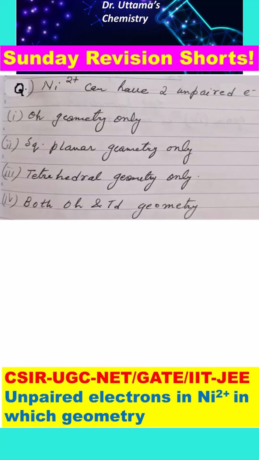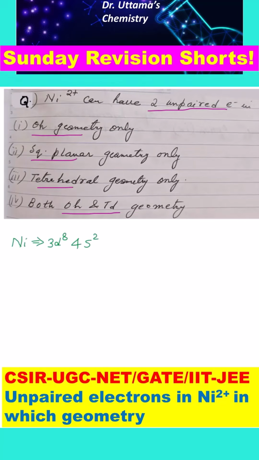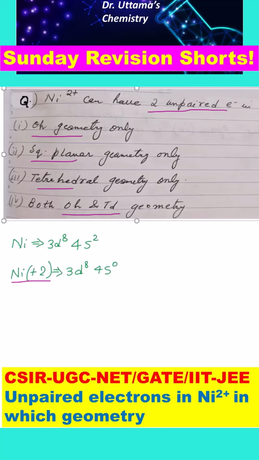So basically we have to check whether nickel in the +2 oxidation state can have two unpaired electrons in which of the following geometries: octahedral, square planar, tetrahedral. We have to apply the valence bond theory. Now we have written the valence electronic configuration of neutral nickel. So nickel in the +2 state becomes 3d8 and there are no electrons in the s orbital.